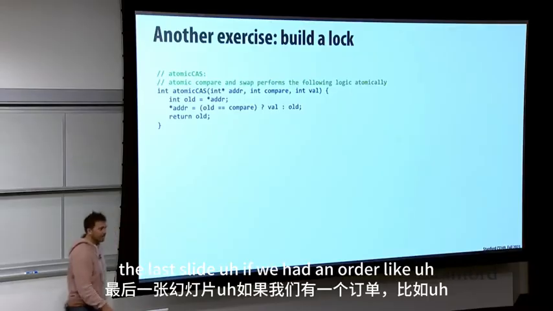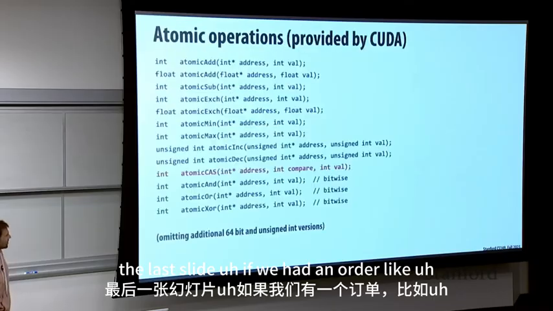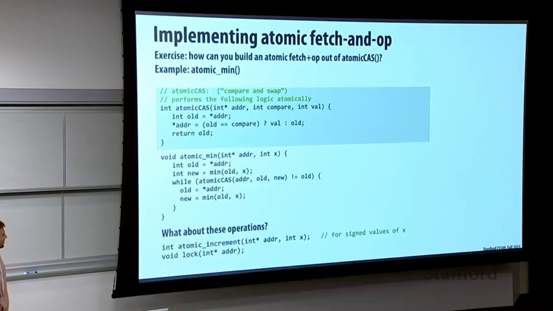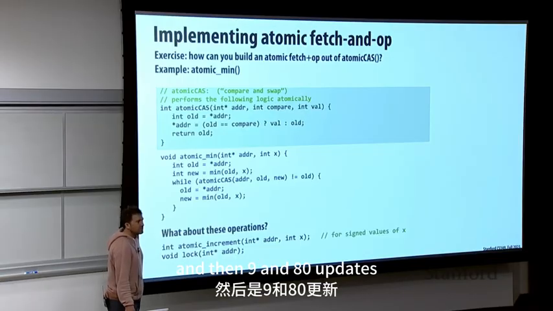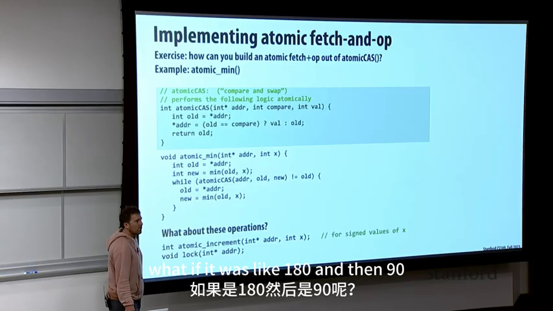Yeah? On the last slide, if we had an order like 100 and then 90 and 80, okay, so then we can check. What if it was like 100 then 80 and then 90?